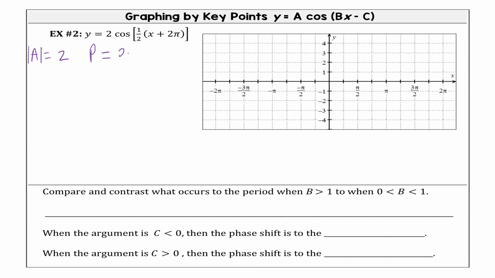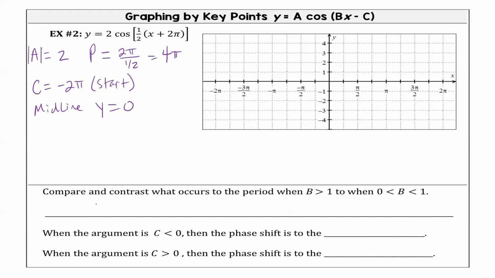2 equals 2 pi divided by 1/2, which equals 4 pi. Okay, we know our C equals -2 pi, which means that this is where we are going to start. And again, what about our midline? We're still at y equals 0.